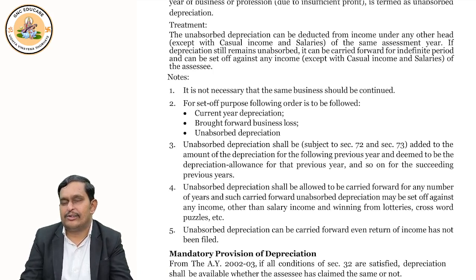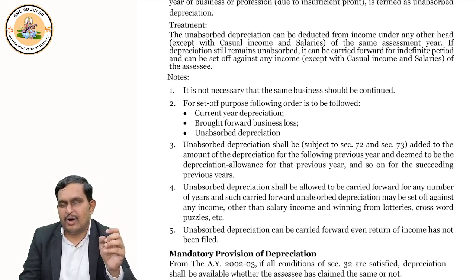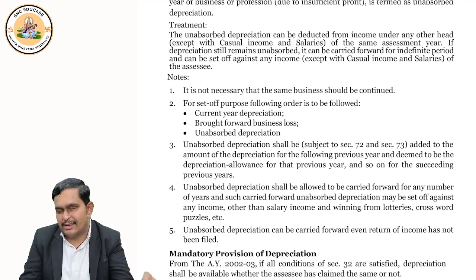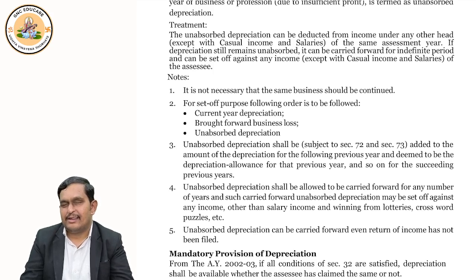In future years, how many future years? There is no limit as such. Very good. Now in future years, when I deduct, how should I deduct? I'll first write the income, that is business income before depreciation, right? From that, I'll first deduct current year depreciation. Then brought forward loss, because brought forward loss has a limited period. That loss can be adjusted only for 8 years.